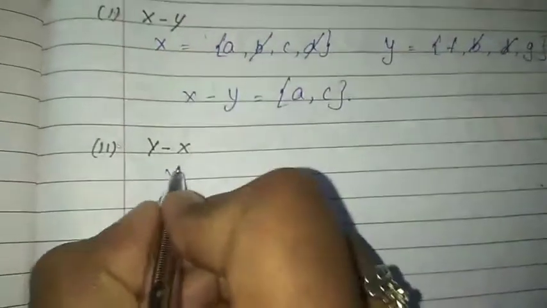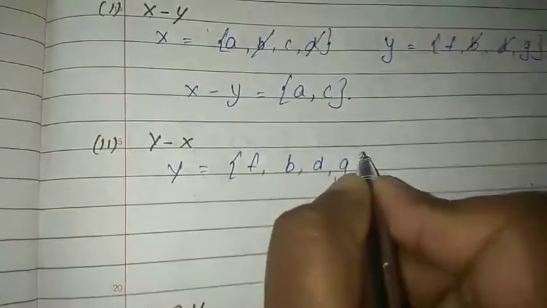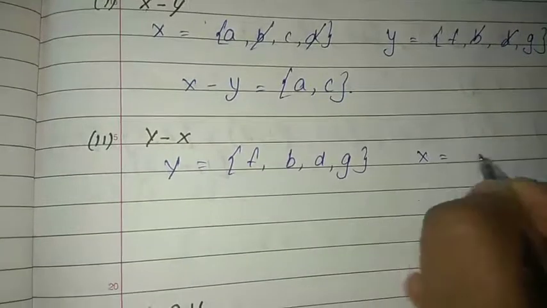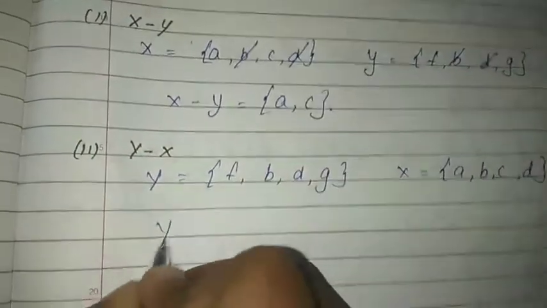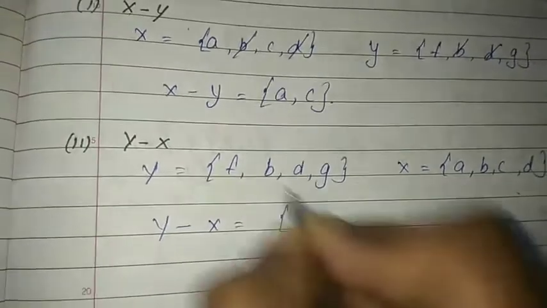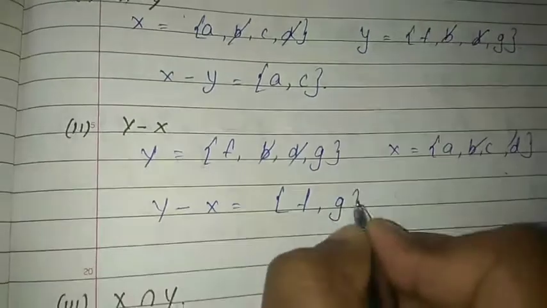Next subdivision, y is equal to f, b, d, g. Then x is equal to a, b, c, d. So y difference x is equal to b, b cancel, d, d cancel. So f, g.